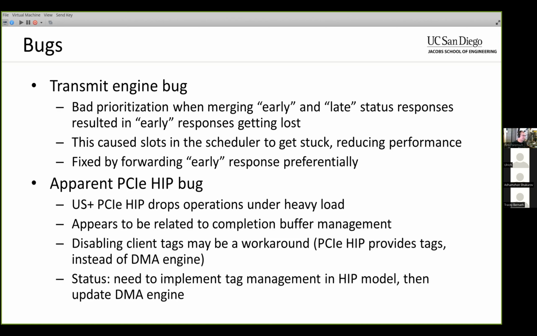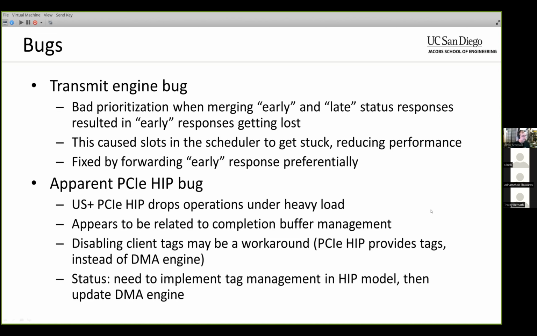So what I need to do for that is to implement the tag management in the hard IP core model that I have in CocoaTBX PCIe. Then I need to update the DMA engine to use that, and then obviously integrate that into Corundum. So a few steps down that need to be taken for this to work. And I'm currently working on CocoaTBX PCIe to implement this functionality along with a couple of other small modifications. So anyway, that's what things are looking like right now.